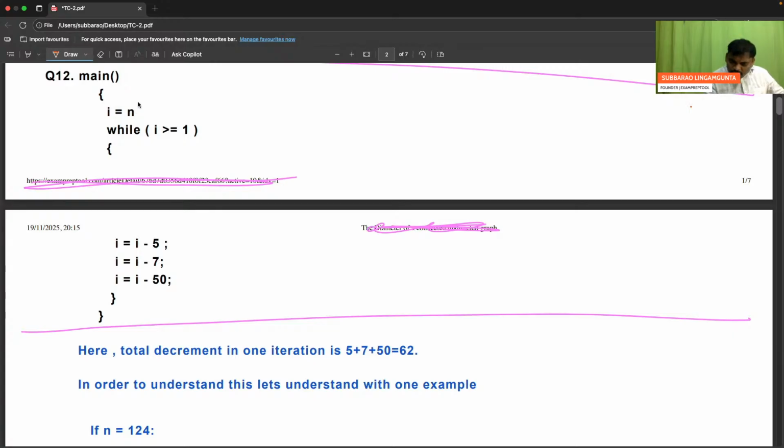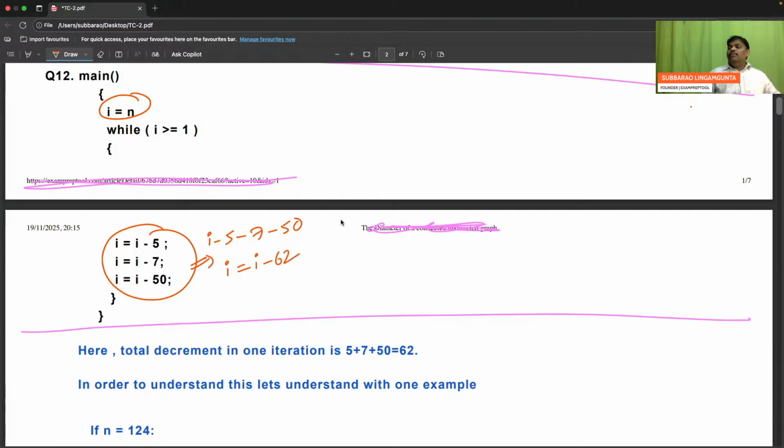See this one? Starting from a big number, you have to decrement. Let's see how you are decrementing. First you are decrementing by 5, i minus 5. Next, for the existing value, one more minus 7. For the existing value, one more minus 50. Total: minus 5, minus 7 is minus 12, minus 12, minus 50 is minus 62. So overall, the story is that always you are decrementing by i is equal to i minus 62.